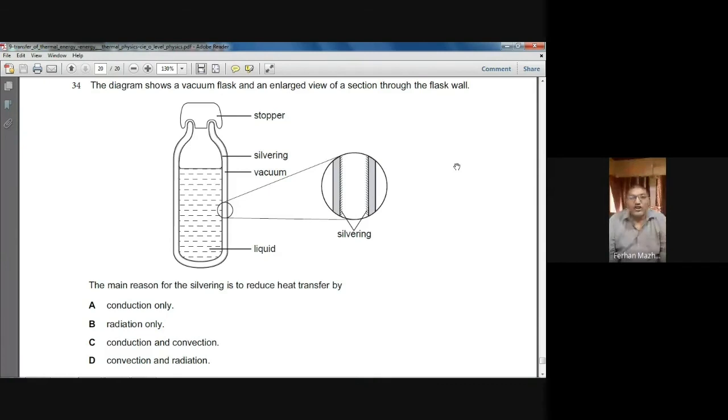When you color a surface silver, it becomes a bad absorber of heat. It becomes a bad emitter of heat. So the heat transfer will be reduced. So B is the right option. Here you are supposed to tell us the main reason for the silvering, the silver color, is to reduce heat transfer by radiation. Okay, Fatma, do you understand? Yes, sir. Okay, so we are on the last one.